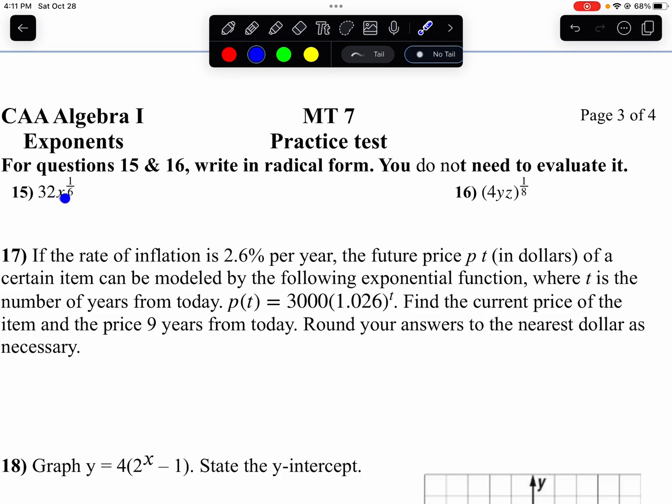Now, the one thing to notice on question 15 is that the 32 is not in parentheses with the x. We're only taking x to the 1/6 power. So 32 stays by itself, and then we'll take the 6th root of x. We'll compare that with number 16.